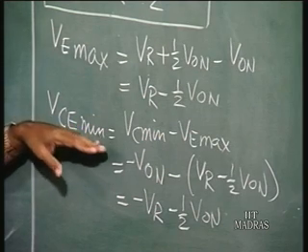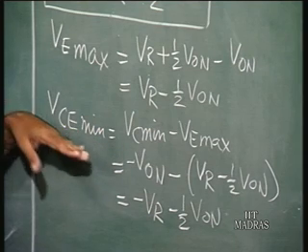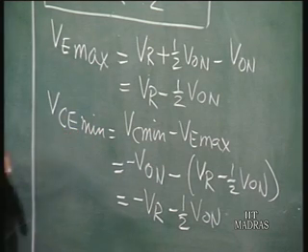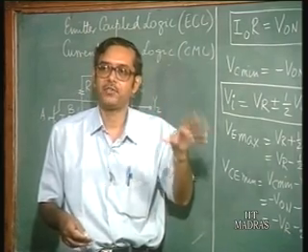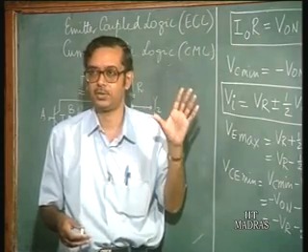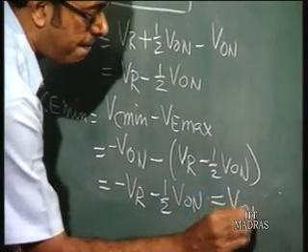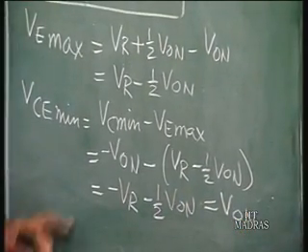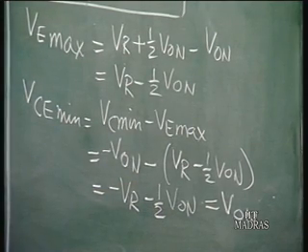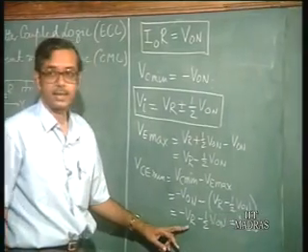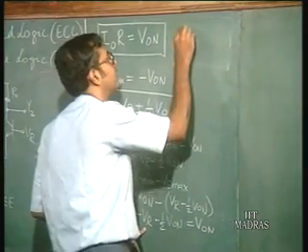Now, say we limit it to V on. That is, we will not allow this Vce min to go below V on. Vce min is equal to V on. If we limit this to V on, we effectively prevent the transistor from going to saturation. Now, suppose we put this equal to V on. So Vce min is equal to V on. So what do we get? We get the third condition, that is Vr equal to minus 3/2 V on. I will write it here.